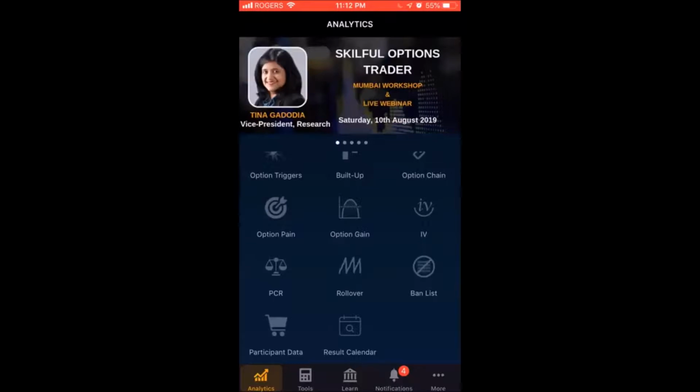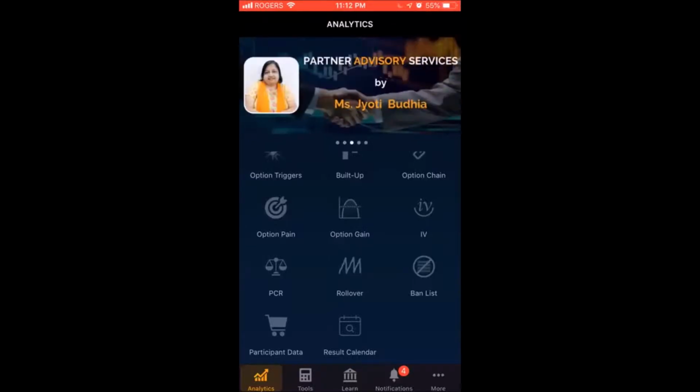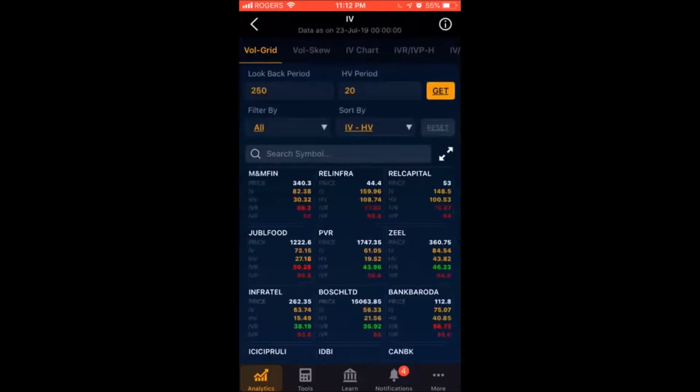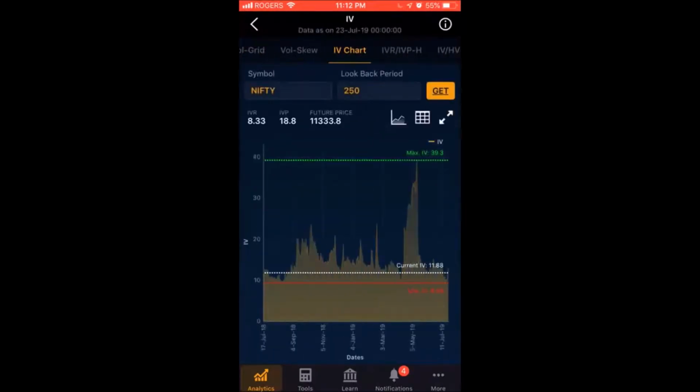Under the analytics section of the application, let's look at the IV utility banner. Click on the IV utility banner, and you have four or five different analytics to look at. The third one is what we are going to talk about in this video, the IV chart. It's basically a chart of historical readings of the past few days, or a certain number of trading days, of the implied volatility.